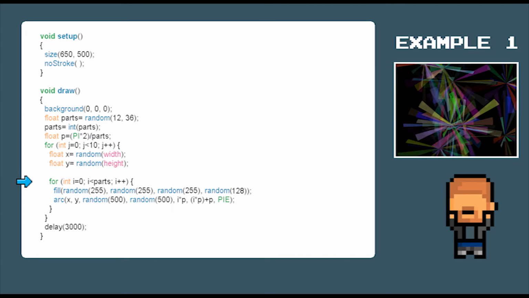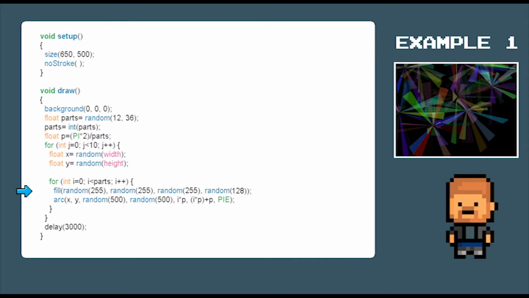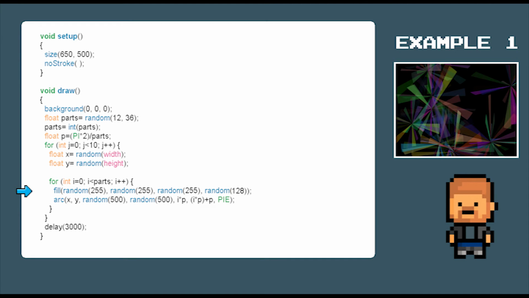We now draw each one of the petals on the flowers by using a for int i equals 0 until i is less than parts. We then tell Processing we wish to have a randomly colored brush by using fill(random(255), random(255), random(255), random(128)). The first three random 255s are for the RGB values, and this gives it a random color. The last random 128 is for its opacity level. We want to set it quite low as it gives it quite a nice blending effect.